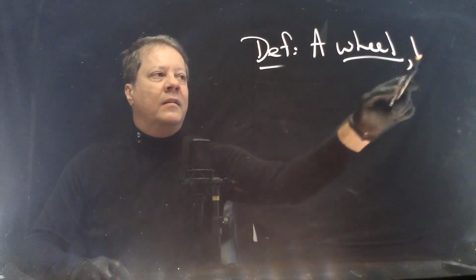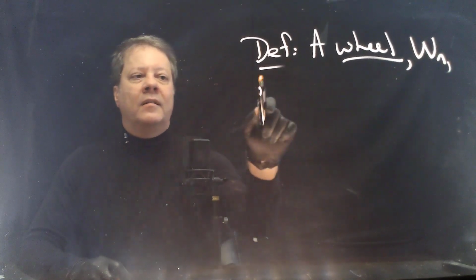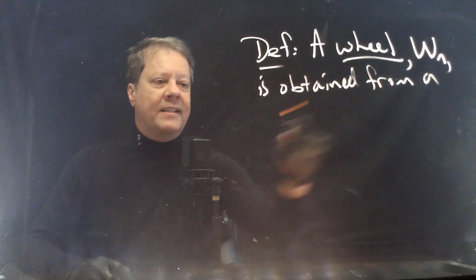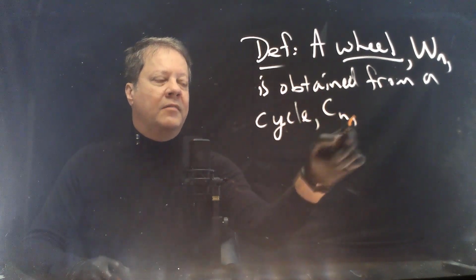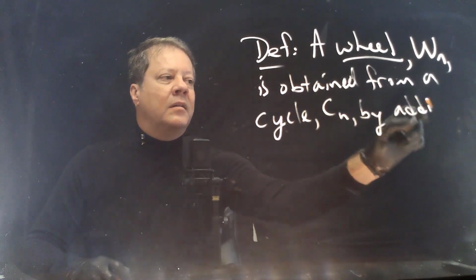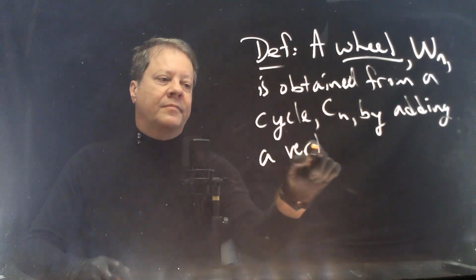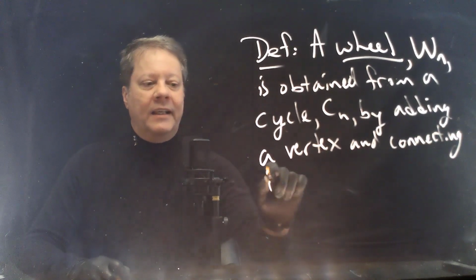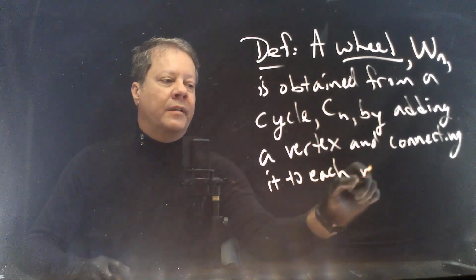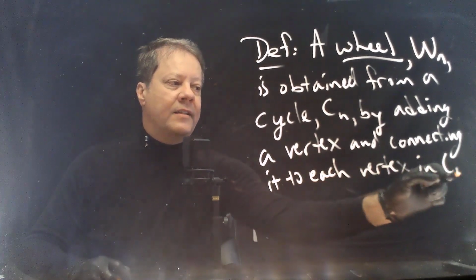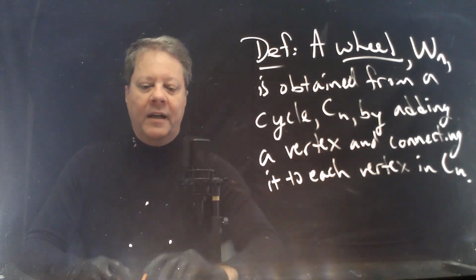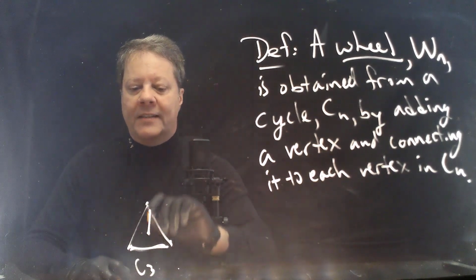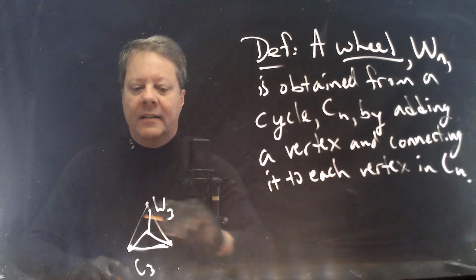A wheel, Wn, is obtained from a cycle, Cn, by adding a vertex and connecting it to each vertex in Cn. So here I have my cycle C3, but if I add one vertex and connect that to each of the others, then I get W3.